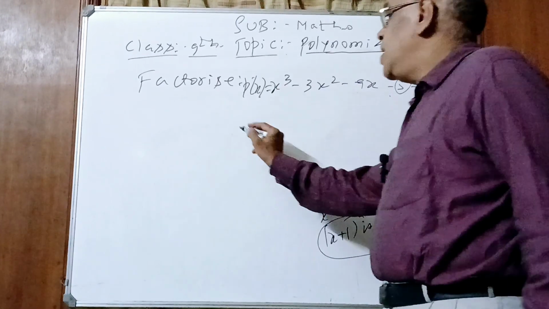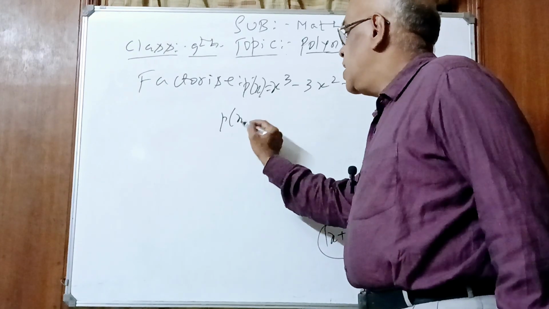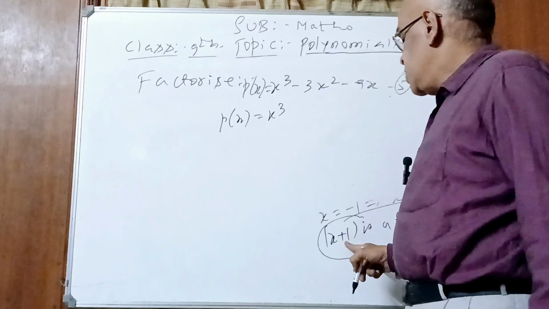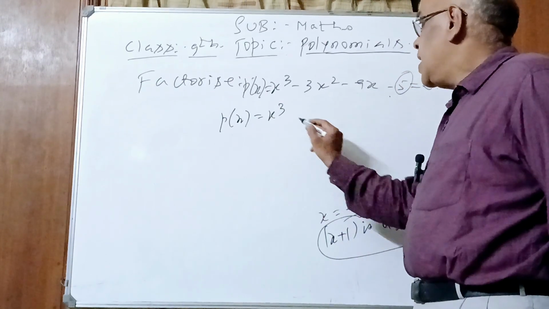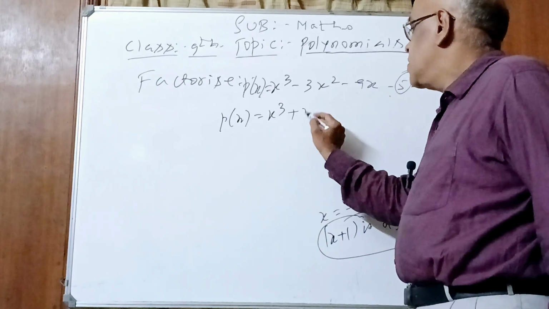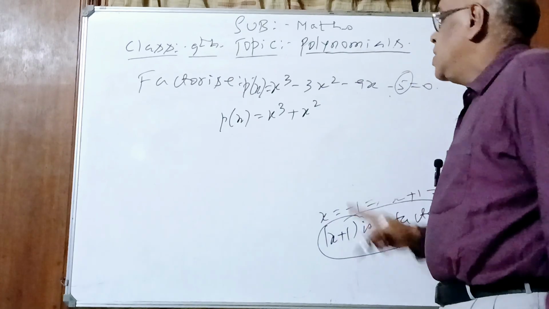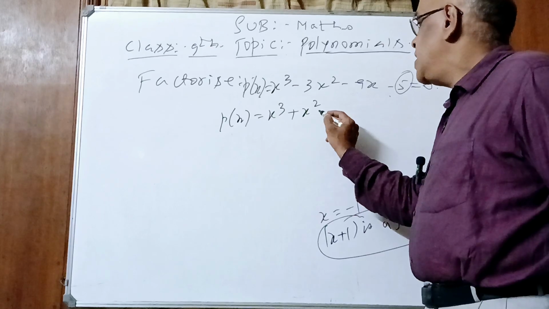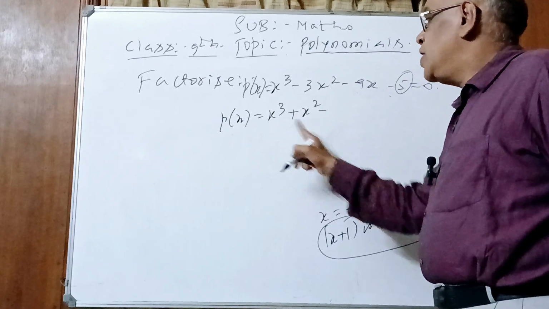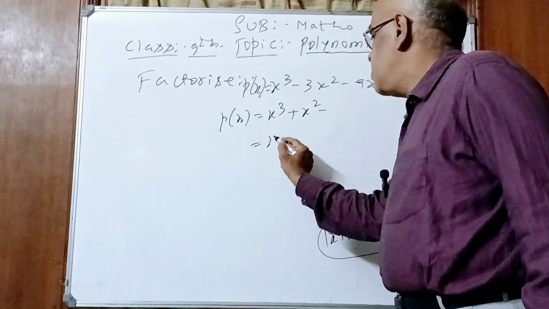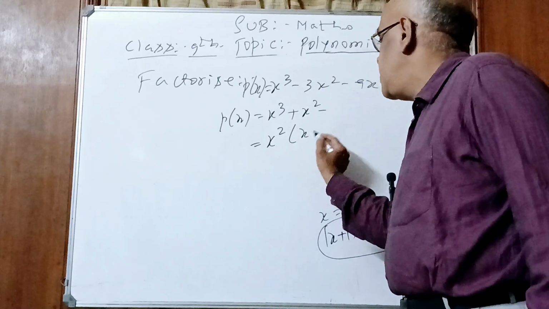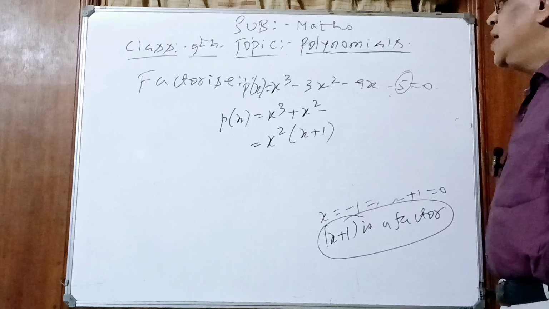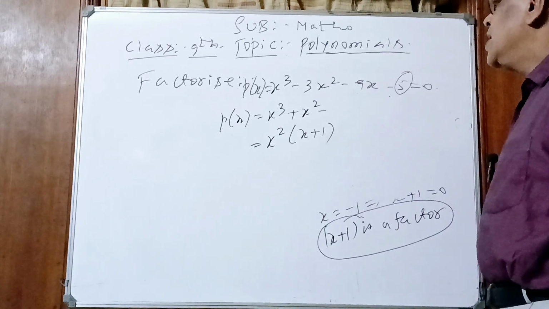Now, we should get x plus 1 as a factor. Here what do we have, children? x cube. Then x plus 1 should be a factor, isn't it? Plus x square. We have split this term. Then what should I write here? Now you take x square common. What do we get? x plus 1.